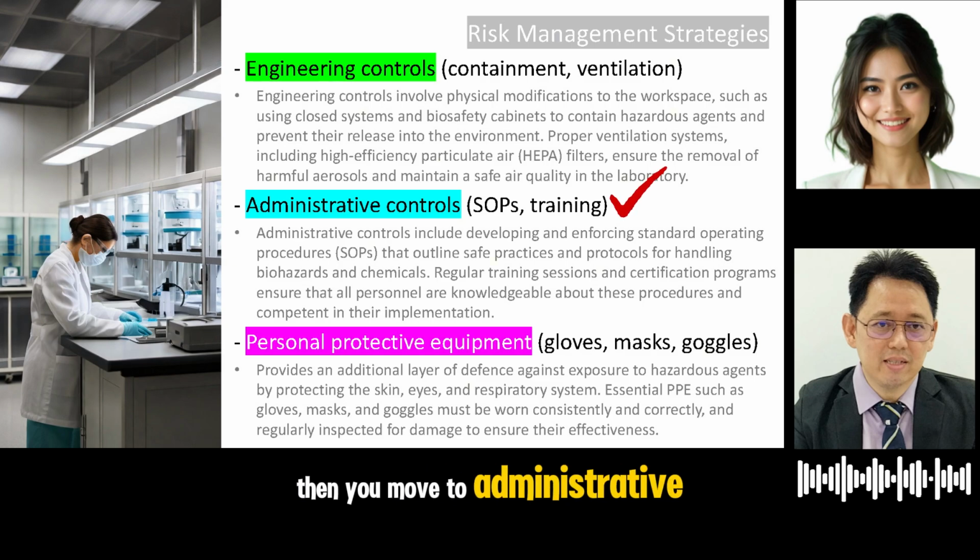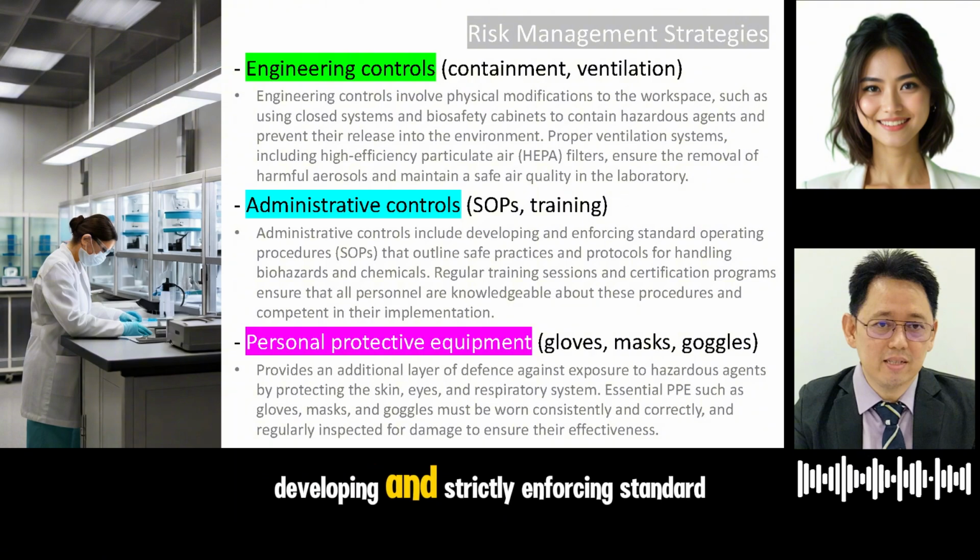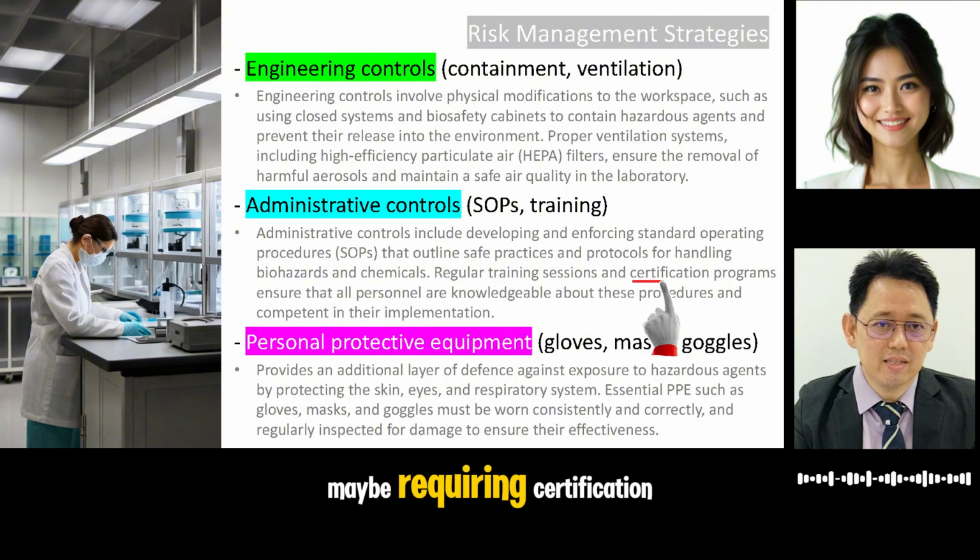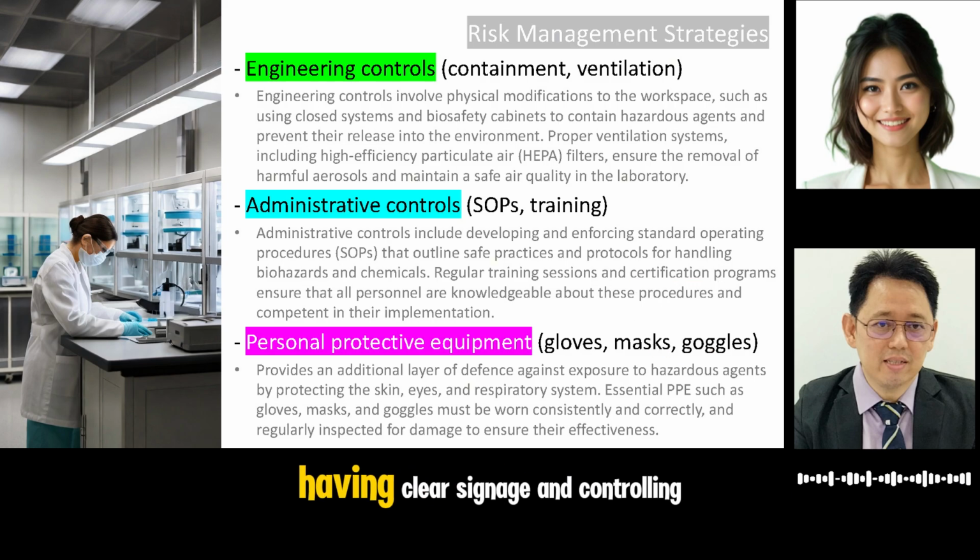Then you move to administrative controls. These are about procedures and policies. Developing and strictly enforcing standard operating procedures, SOPs, that clearly outline safe ways to perform tasks, is fundamental. This also includes things like providing regular, comprehensive training for all personnel, maybe requiring certification for certain tasks, having clear signage, and controlling access to hazardous areas. It's about managing how people work.